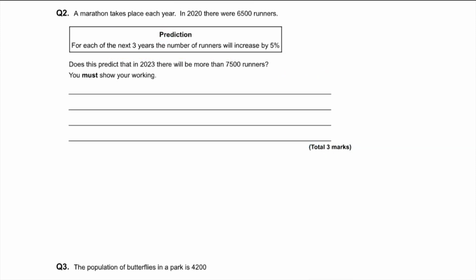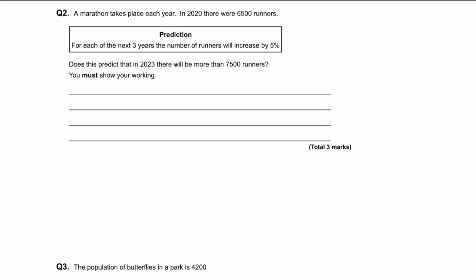So question 2 is not compound interest here. It's growth and decay. So rather than having pounds in the bank that are growing, we've got runners in a race that is growing each year, and we need to work out how many there will be in so many years' time.